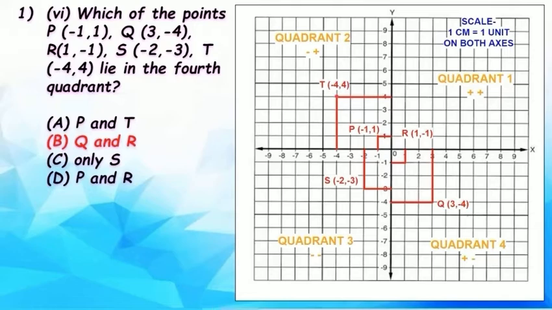Now we have to find out which of these points lie in the fourth quadrant. So if you see here, point T lies in the second quadrant, point S lies in the third quadrant, point P lies in the second quadrant, point Q lies in the fourth quadrant, and point R lies in the fourth quadrant. So our answer is option B. Point Q and R lie in the fourth quadrant.